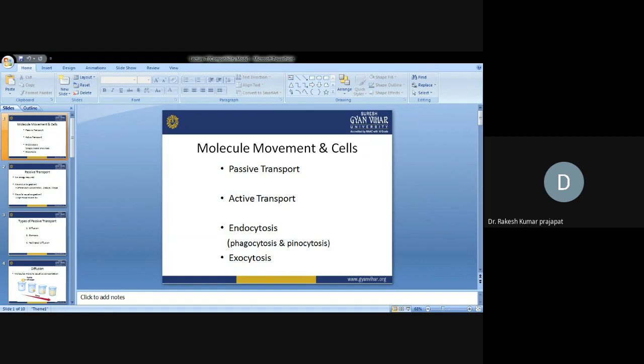Osmosis is a special form of diffusion. In osmosis, only the liquid will flow. Liquid will flow from lower solute concentration to higher solute concentration. It was somewhat confusing, so try to understand lower solute concentration.